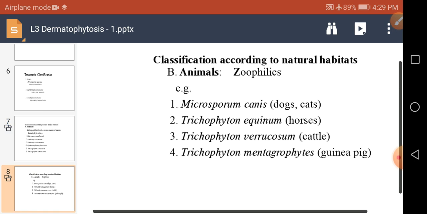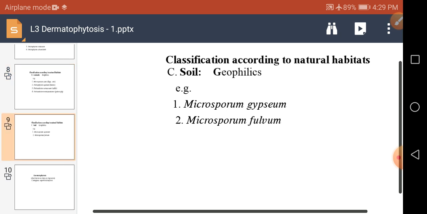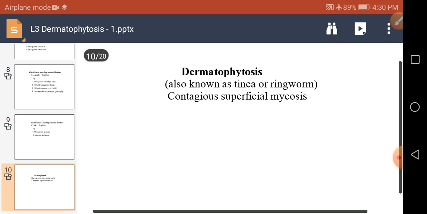The dermatophytes that live in animals are known as zoophilics. Example of them, 1, Microsporum canis in dogs and cats, 2, Trichophyton equinum in horses, 3, Trichophyton verrucosum in cattle, 4, Trichophyton mentagrophytes in guinea pigs. The dermatophytes that live in soil are known as geophilics. Example, 1, Microsporum gypseum, 2, Microsporum fulvum.